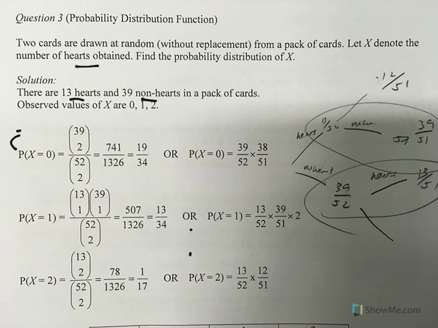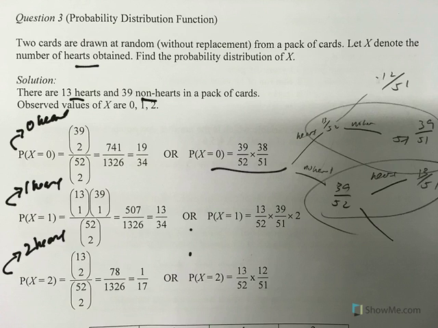This one is 0 hearts. This one is 1 heart, 1 heart and 1 non-heart. This one is 2 hearts. Does order matter? Order doesn't matter, you just want to choose. Or you can say it's like the other method: 39 over 52, 38 over 51. I select 1, then I'm left with 51 cards, then I select the next.